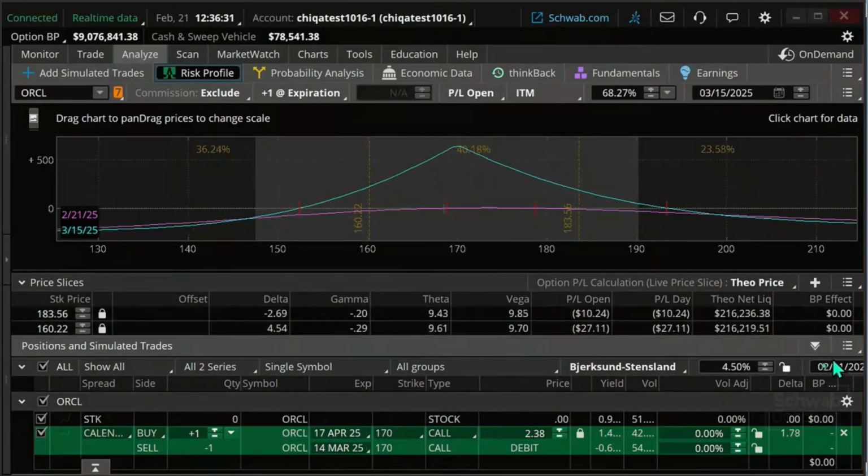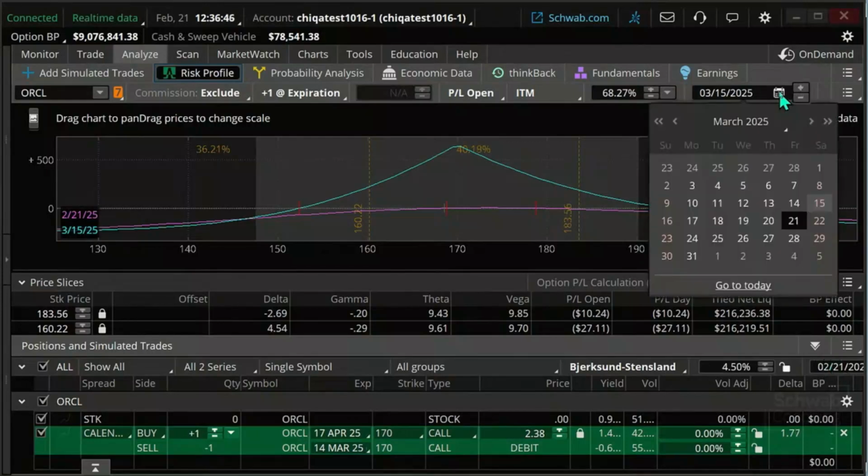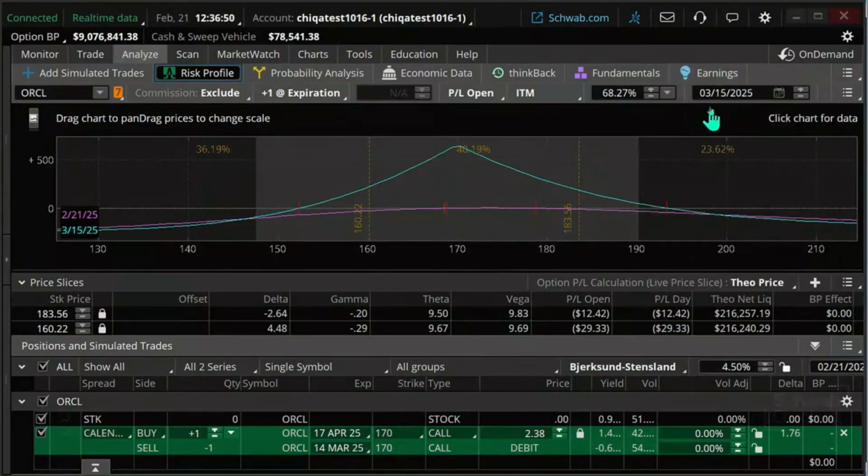I'm going to go down here and double check my dates. March 21st. No, March 14th. Excuse me. Here's today's date. And then I want to go to the day after expiration, which is March 15th. Why the day after? If you go the day after, it encompasses all the way to expiration here.